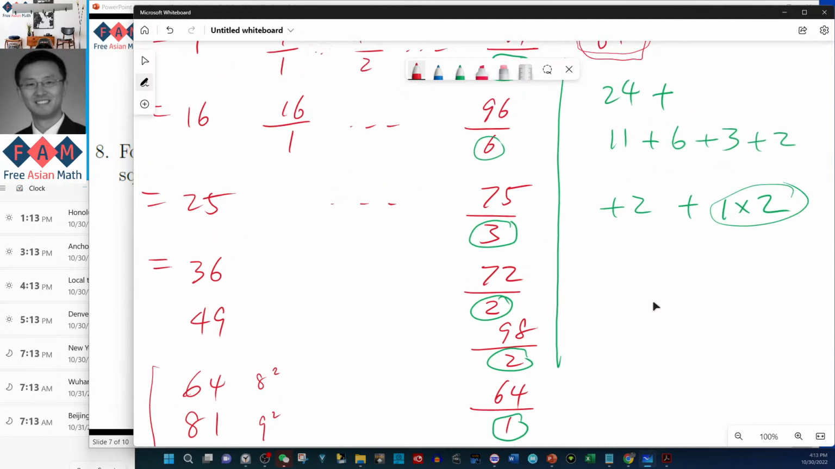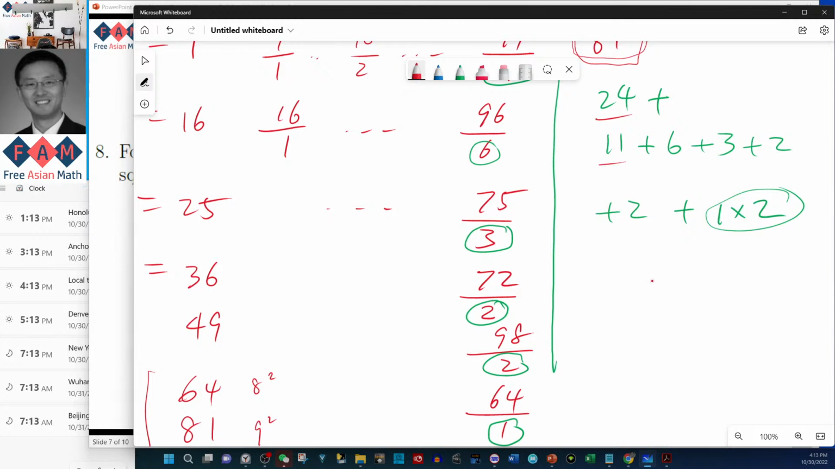So the total is 24 plus 11 plus 6 plus 3 plus 2 plus 2 plus another 2. I think this is 50. Okay, so you have 50 cases.